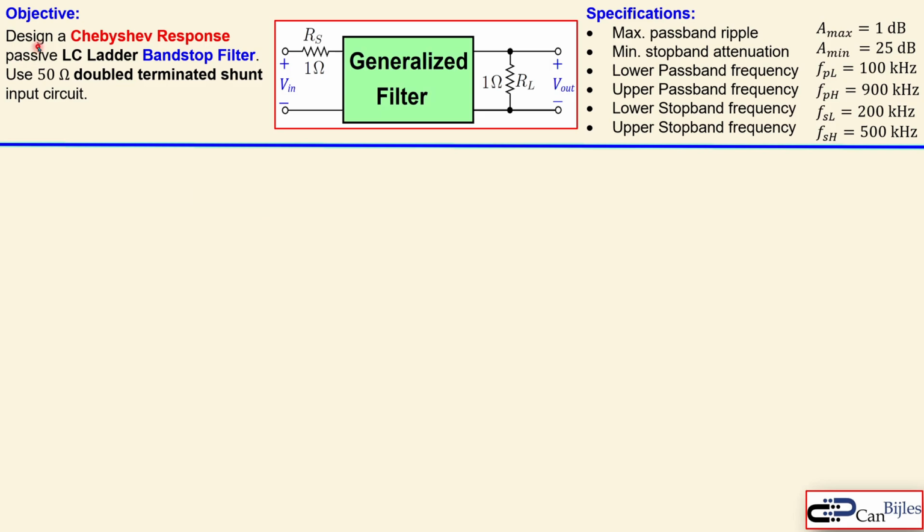So this is our example. We have the objective: design a Chebyshev response bandstop filter. It must have an LC ladder configuration. We will see shortly what it means. And we need to use 50 ohm double terminated shunt input circuit.